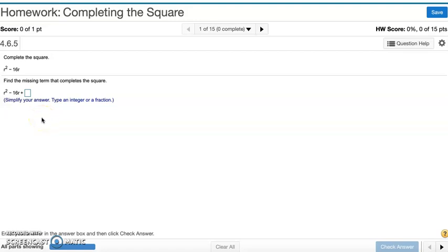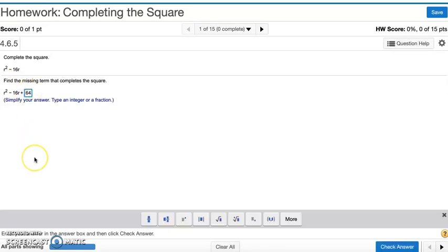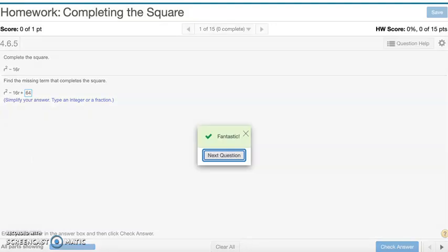Completing the square. Number 1. Find the missing term that completes the square. So all you do is you divide the second term by 2 and then square it. So you have negative 16 divided by 2 is negative 8. Square that and you get 64. So type in 64. That's the answer for number 1.